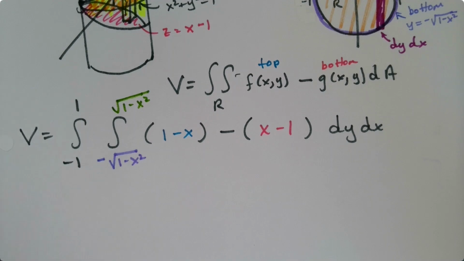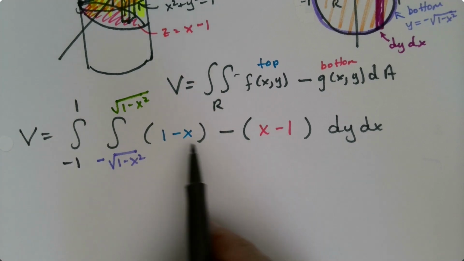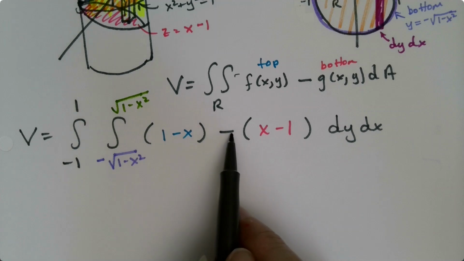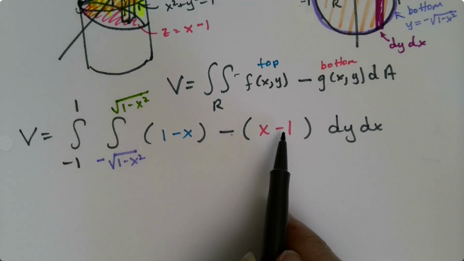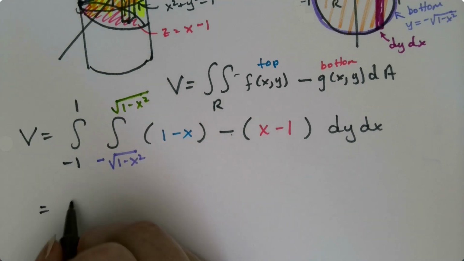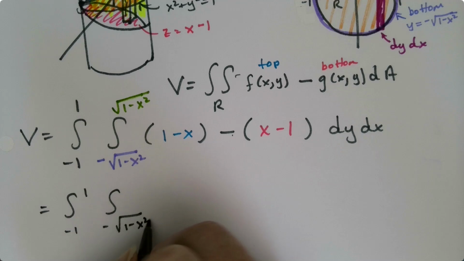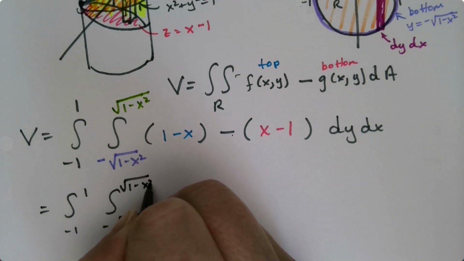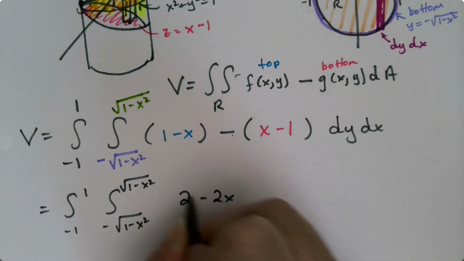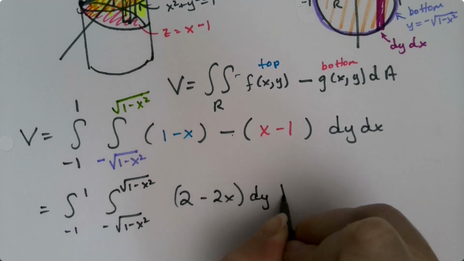All right, so now we just need to integrate this. But first, I'm actually going to simplify this. 1, take away x, take away another x, minus a minus 1 is plus 1. So this is really negative 1 to 1, negative square root of 1 minus x squared to positive square root of 1 minus x squared of 2 take away 2x dy dx.